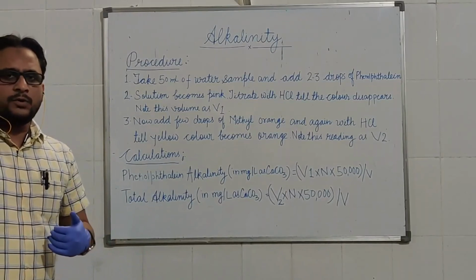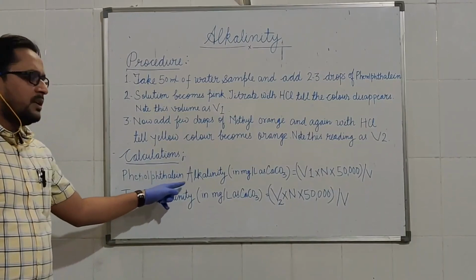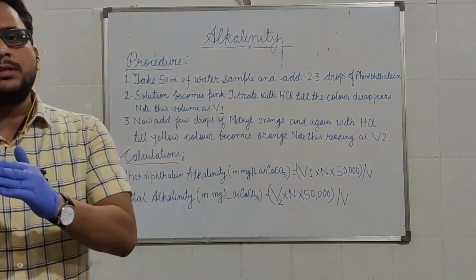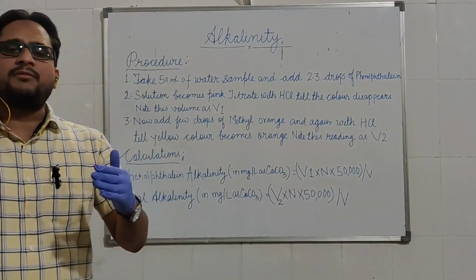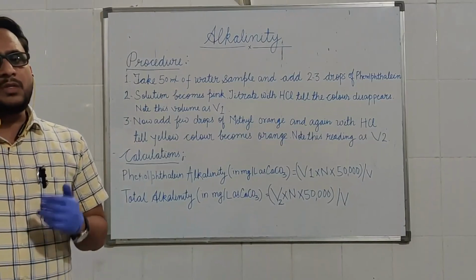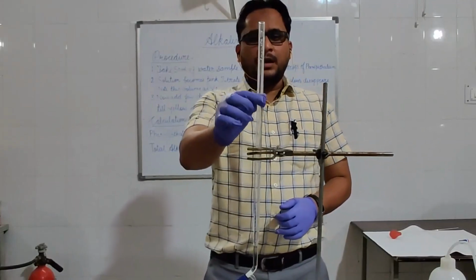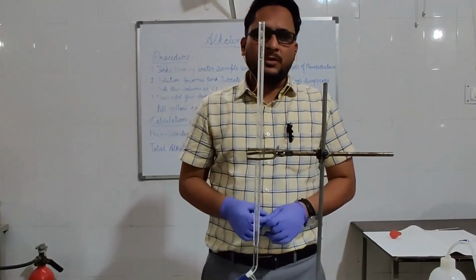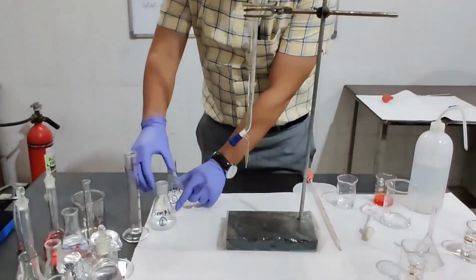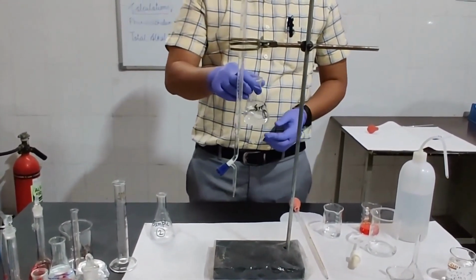And as I told you at the start of this lecture, phenolphthalein alkalinity is because of hydroxyl, while total alkalinity includes the alkalinity for hydroxyl as well as for carbonate and bicarbonate. So now we will see how the experiment can be done. So this is our burette having HCl of 0.02 normal concentration. These are our sample 1 and sample 2. This sample contains the given water sample, which is 50 ml in volume.